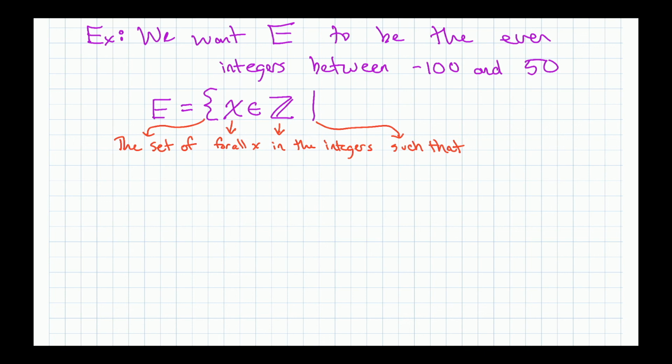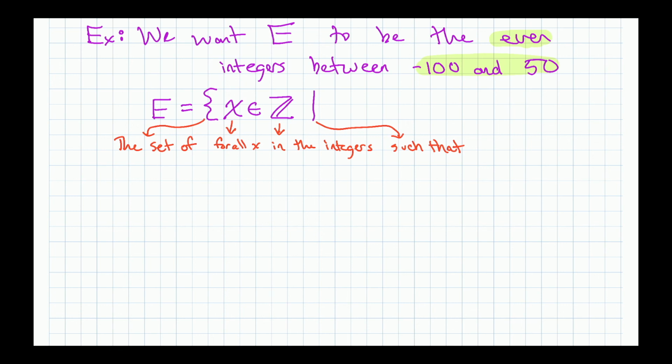So I don't need to say that x is an integer because that's already what the Z does. So we're already looking at integers. So what do I need? I need to be able to say that they should be even and that they should be in between negative 100 and 50. And I wasn't clear whether to include negative 150, but it doesn't matter. We'll do one of them.